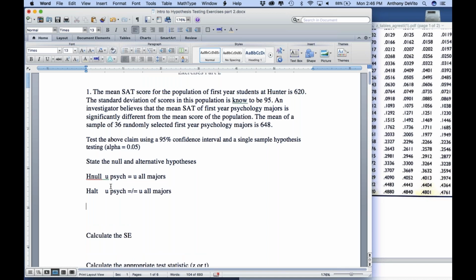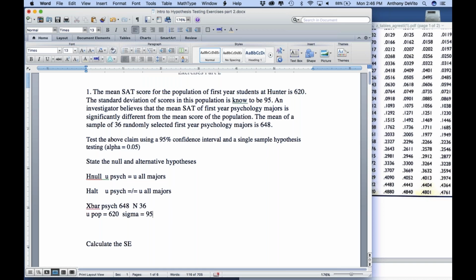We know that the X bar, our sample, we took a sample of psych students, X bar for psych students is 648. We know that the sample size was 36. Okay? We also know that mu for the general population is equal to 620, right? That's known. We were told that. And sigma for the general population is equal to 95.